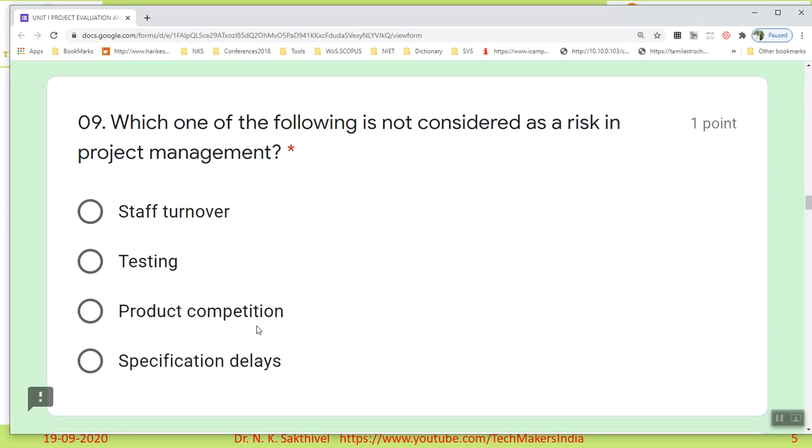Testing is important. Staff turnover is one of the, what is called, is not considered as the risk. If more staff means not more risk or less risk.